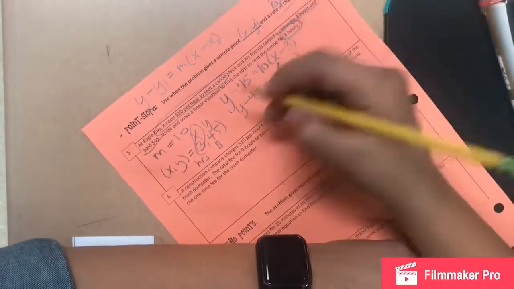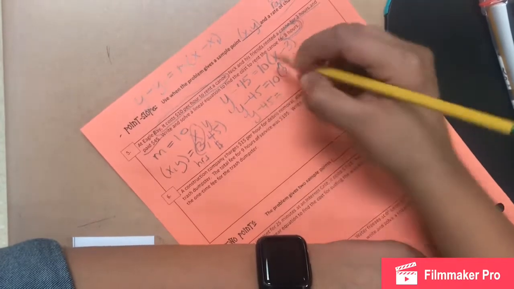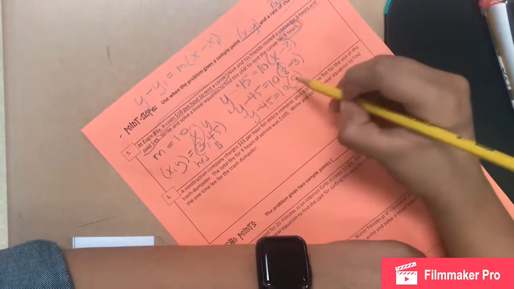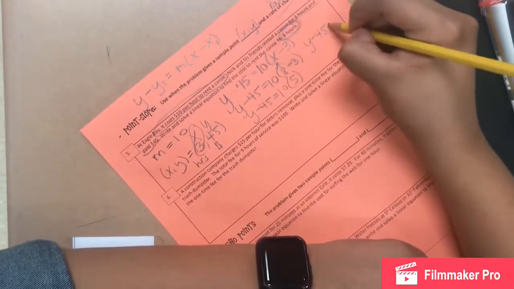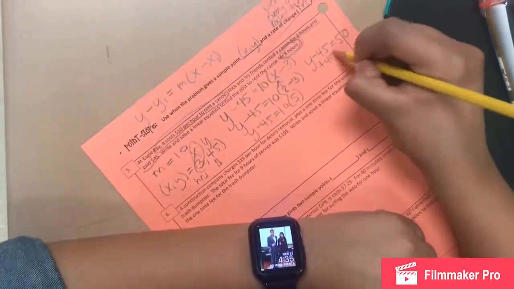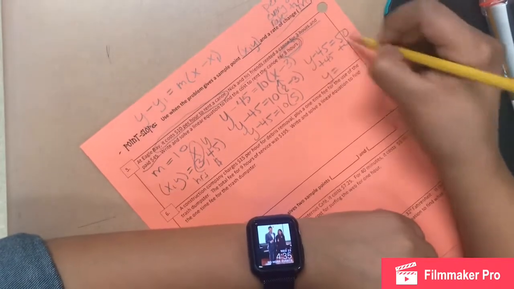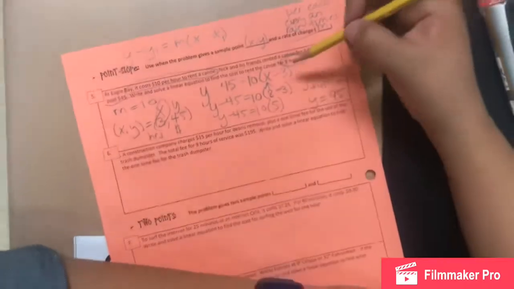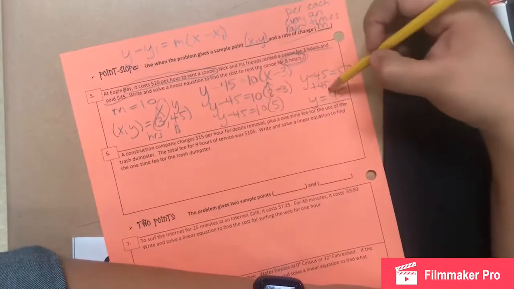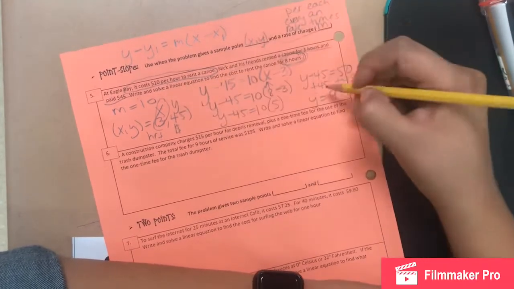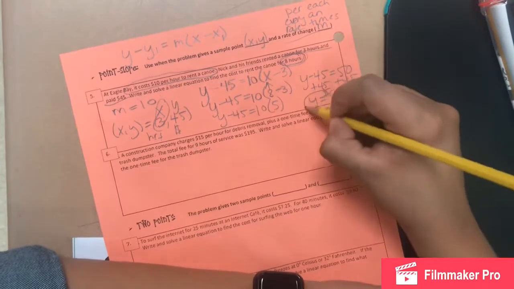So now let's solve. Y minus 45 equals 10. Well, what is 8 minus 3? That's 5. 10 times 5 is 50. Okay, now to solve for y, I'm just going to add 45. So y equals 50 plus 45 is 95. Okay, so wait. If 8 hours was x and we found y, well, 95 is dollars because y is dollars. So we always have to figure out what we actually label it for. But there's your answer.